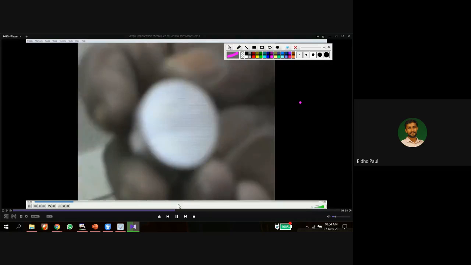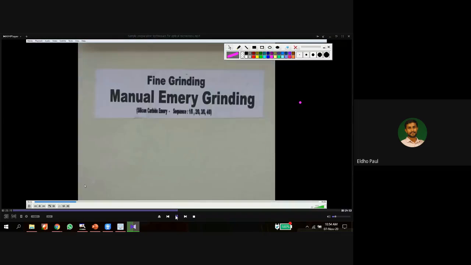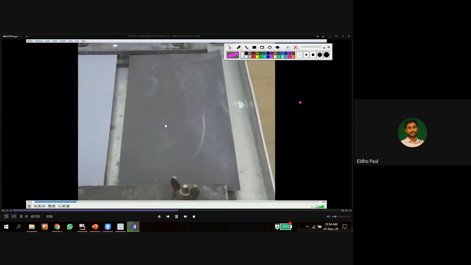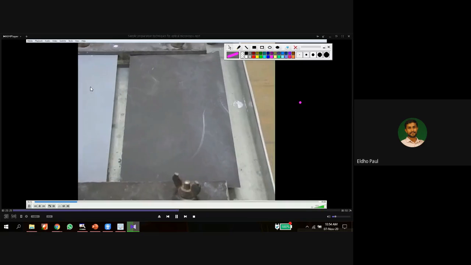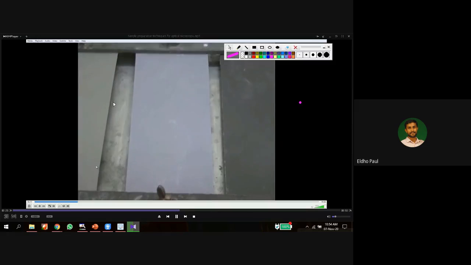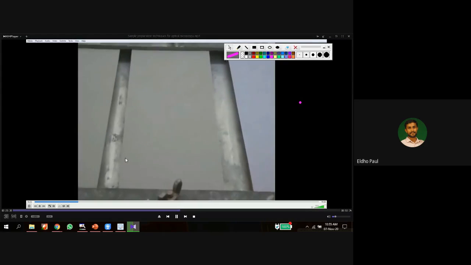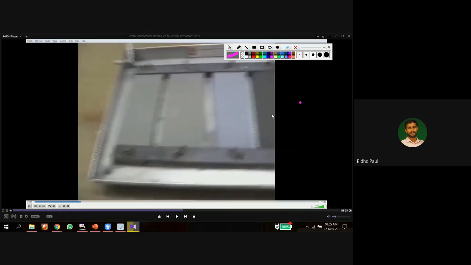After that, we get a flat surface. Next is the fine grinding, where we use different emery papers, 180, 240, etc. We use different emery papers in increasing order of grit size. See this, arranged in a sequence in increasing order of the grit size.